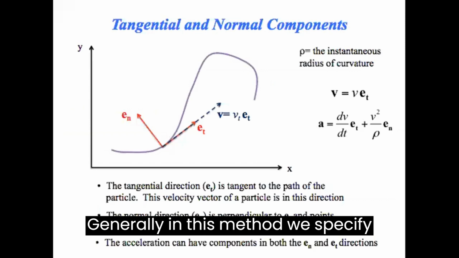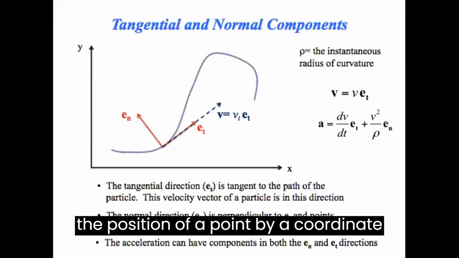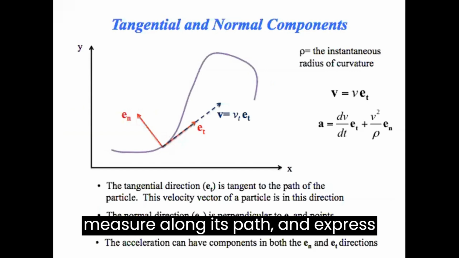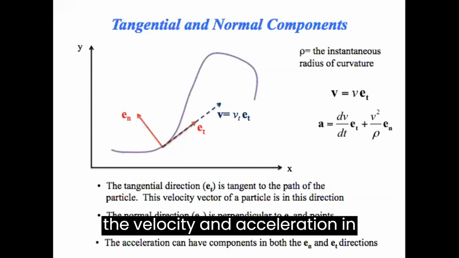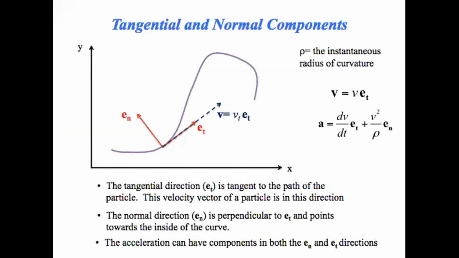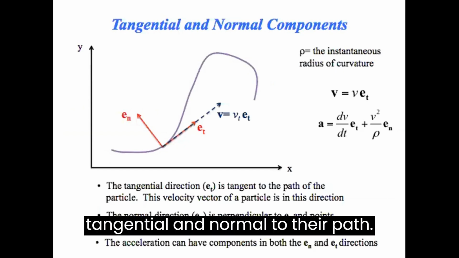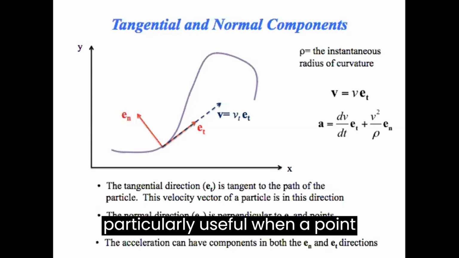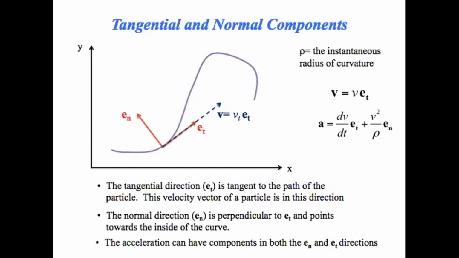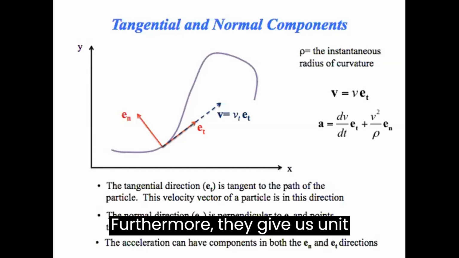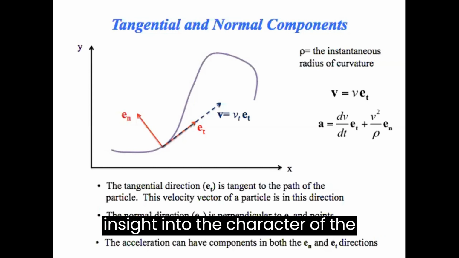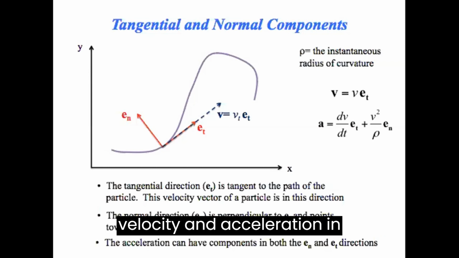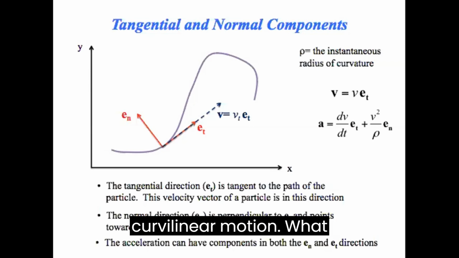Generally, in this method, we specify the position of a point by a coordinate measured along its path and express the velocity and acceleration in terms of their components, tangential and normal to the path. Normal and tangential components are particularly useful when a point moves along a circular path. Furthermore, they give us unique insight into the character of the velocity and acceleration in curvilinear motion.